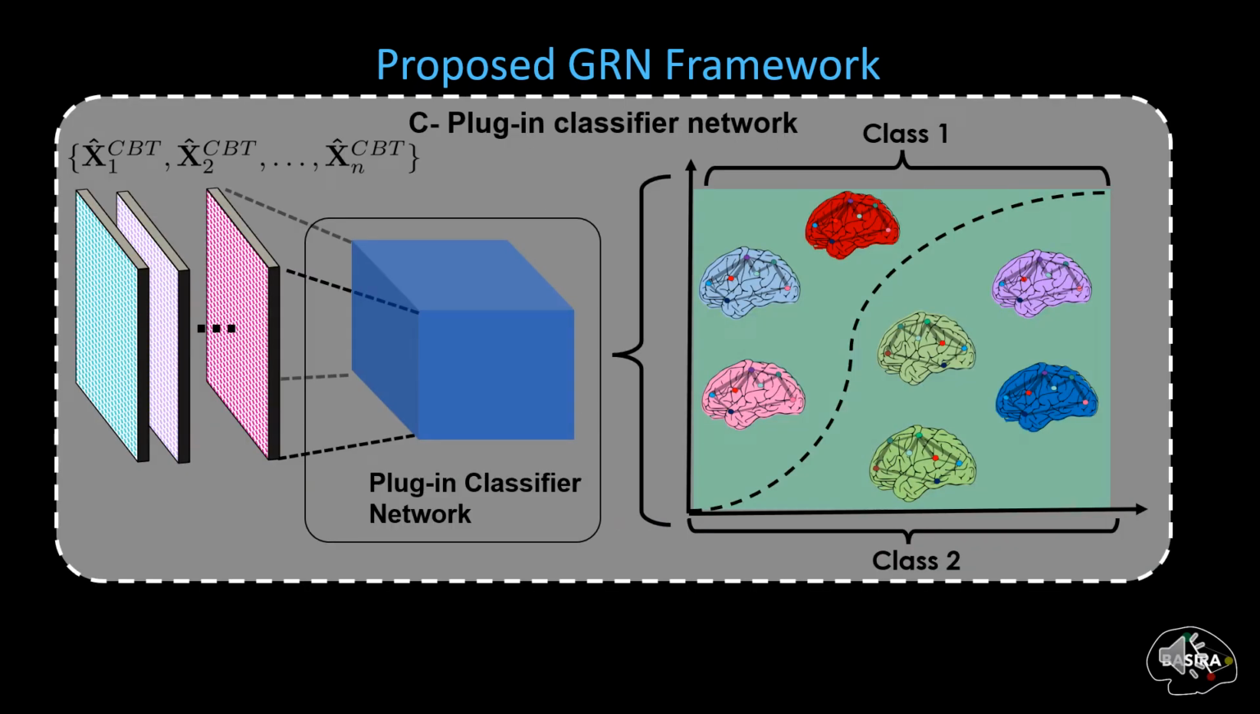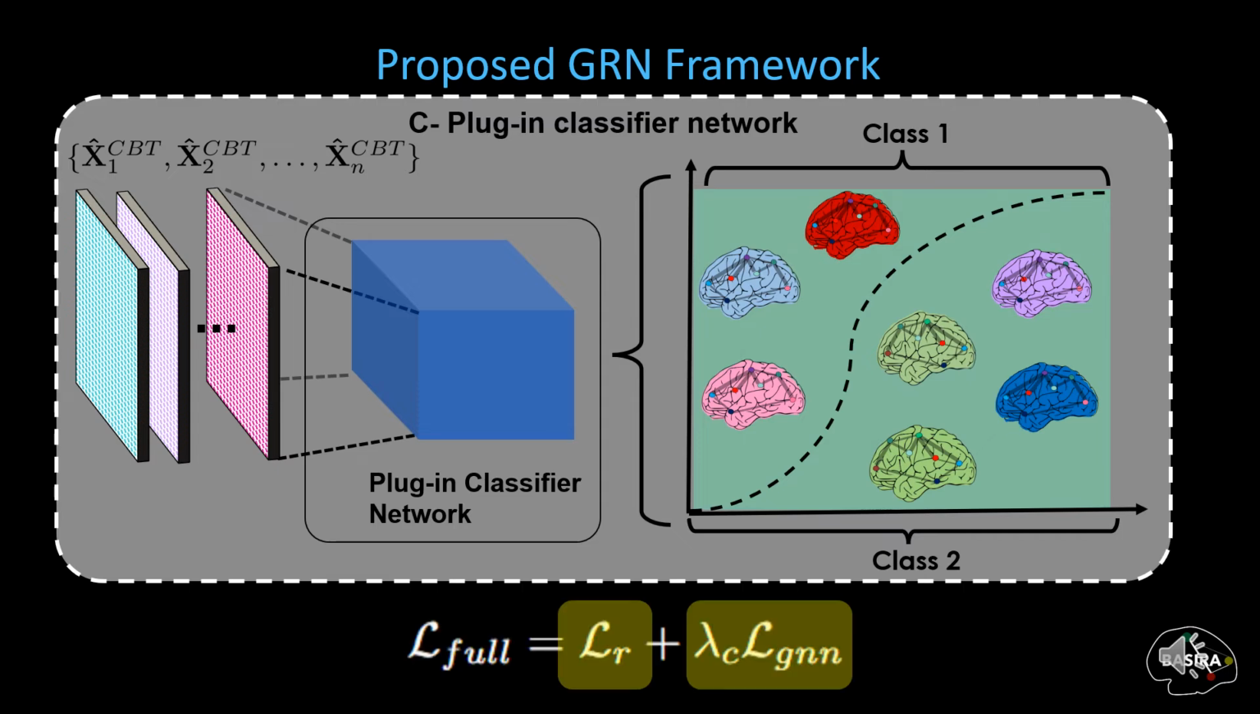In the last step, we feed the registered brain graphs into a plugin classifier GNN that learns the brain states of the input brain graphs. Our framework is trained in an end-to-end fashion and backpropagates through the whole network. Therefore, GRN and the plugin network act dependently with each other, and send feedback to each other, which helps optimize the learning process. The plugin GNN can be any conventional GNN. Our full loss term becomes registration loss added to the GNN classifier loss.